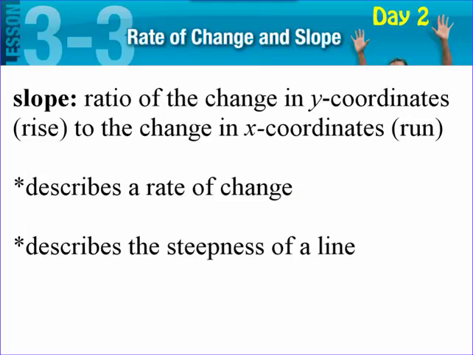Up until this point we talked about rate of change, which we defined as rise divided by run. Well, the slope is essentially the same thing, except now instead of calling it rise, we say the change in y coordinates, and instead of the run, we say the change in x coordinates. So slope describes a rate of change. It also describes the steepness of a line, so depending on the values you get, that can indicate how steep a line actually is.